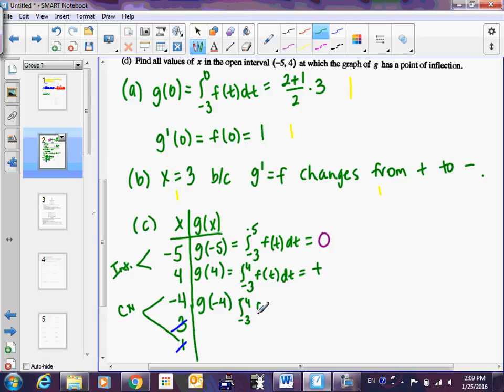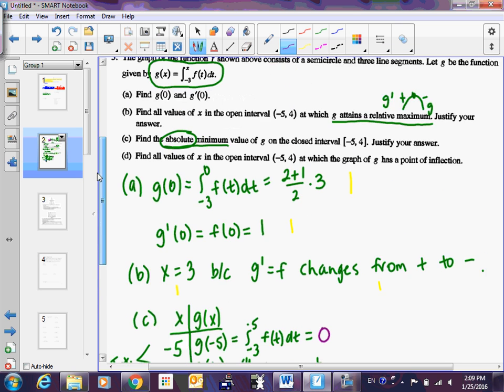So I have the same situation that I did with -5. These things right here are going in the wrong order. We should be starting at -4 and then going to -3. But according to the way it's set up, it's backwards. So we have to do the negative. So what would that area be between -3 and -4?